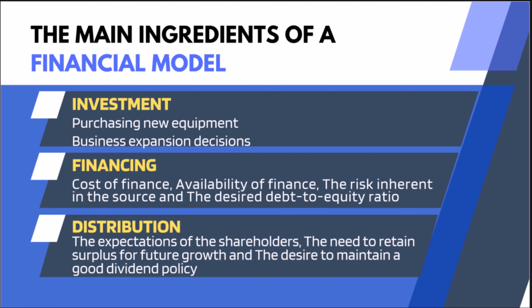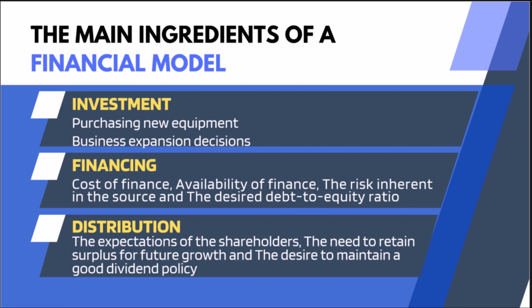In financial modeling, we normally talk about these three decisions. Normally, we can evaluate investments, we can avail financing from different sources, or we can decide about the distribution of the dividends, either to retain them or to distribute them to the shareholders. And these can be easily performed by using financial models.